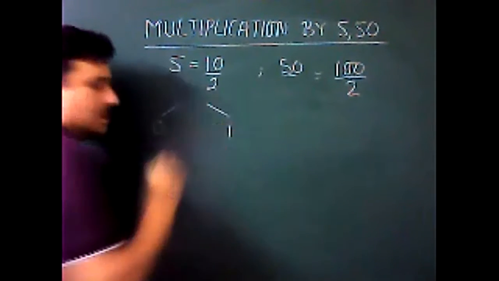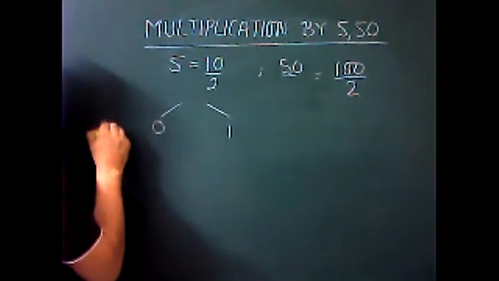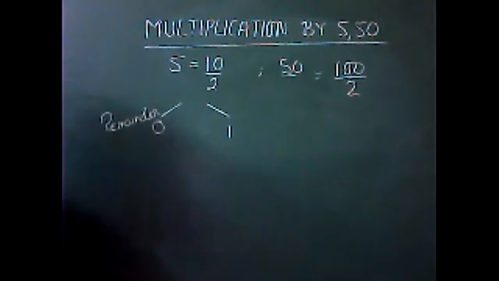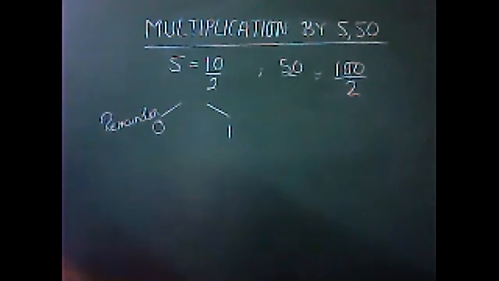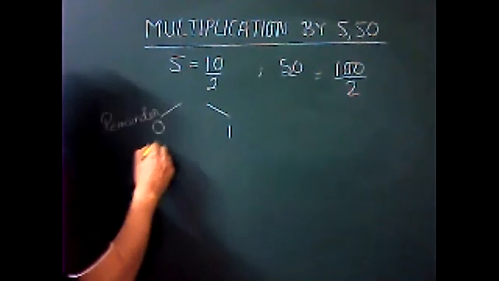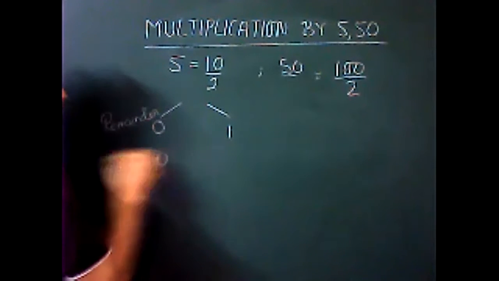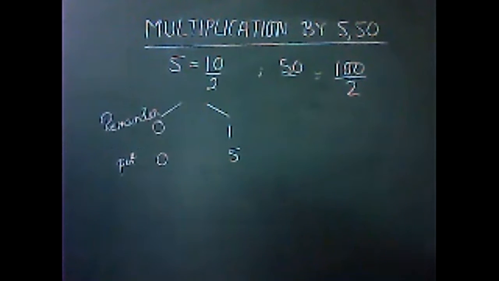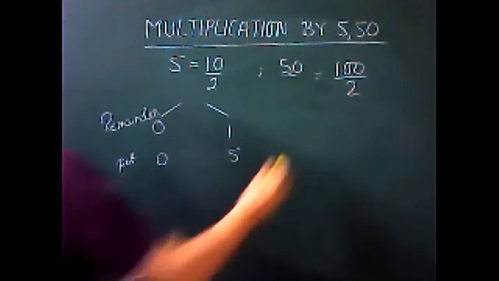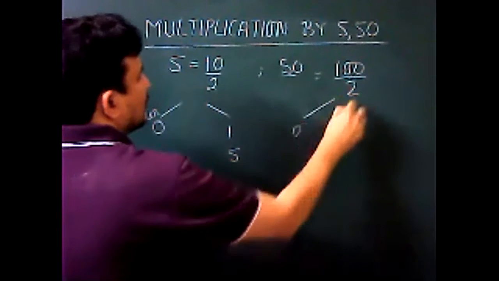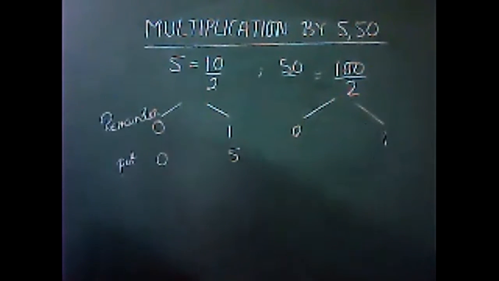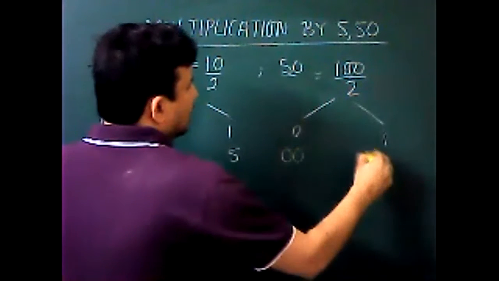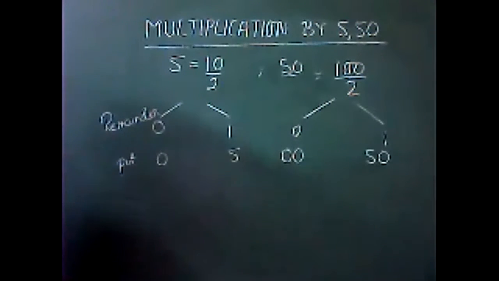Now two cases will arise. Either the remainder is 0 or the remainder is 1. If the remainder is 0, then you have to put 0 at the end, and if the remainder is 1, you will put 5 at the end. Similarly, here too, the remainder is going to be either 0 or 1. If the remainder is 0, put double 0 at the end, and if the remainder is 1, put 50 at the end.